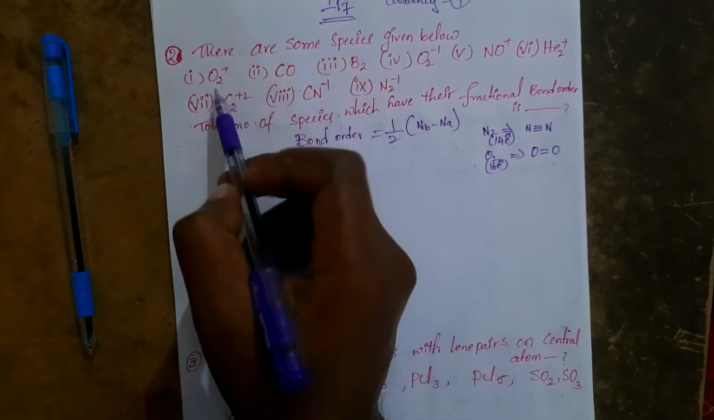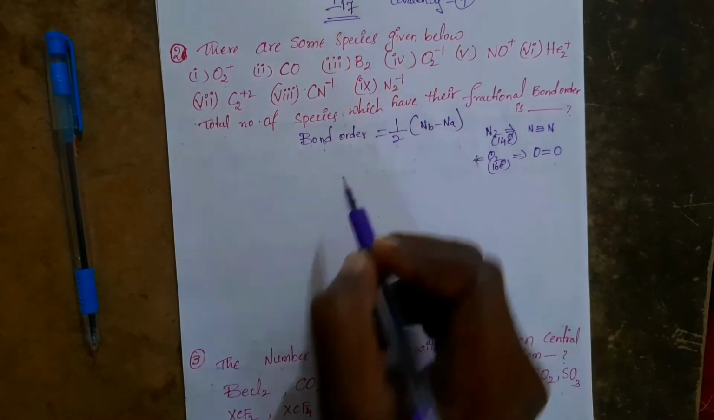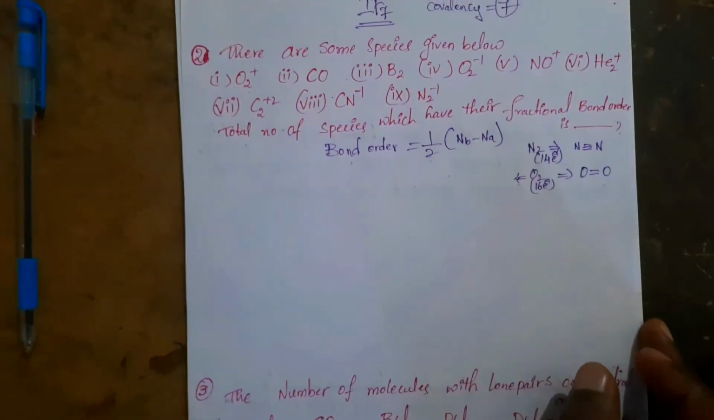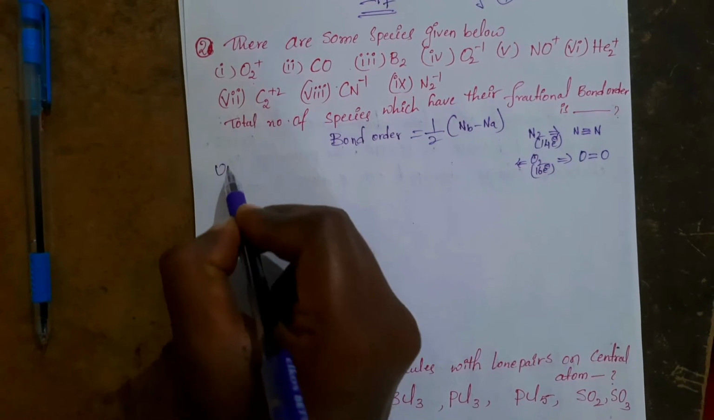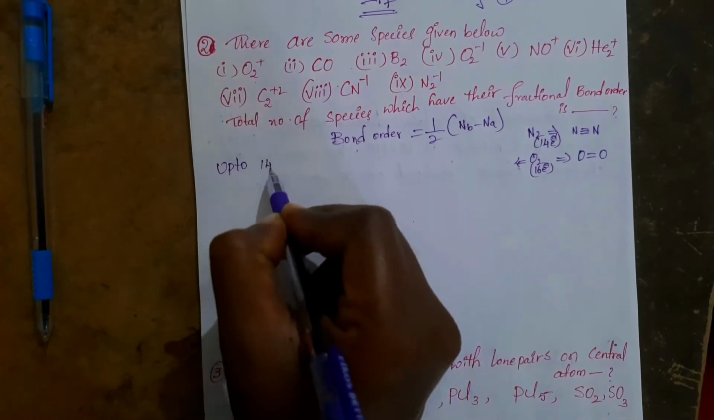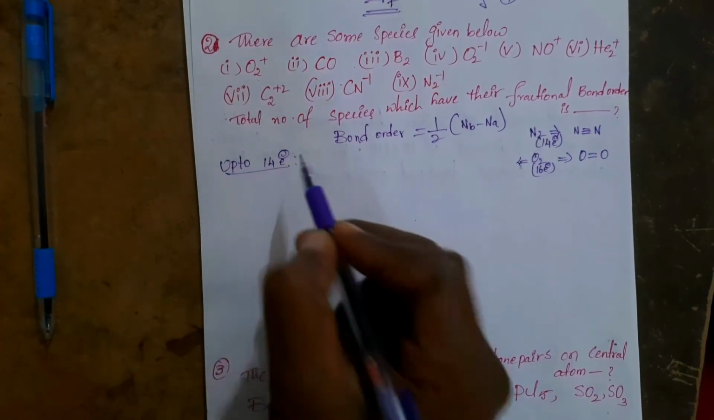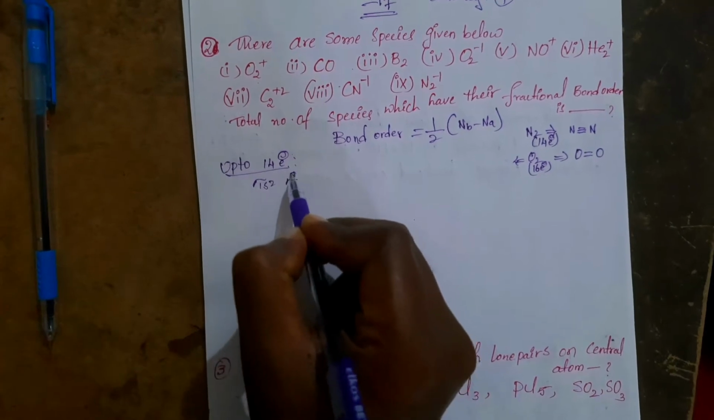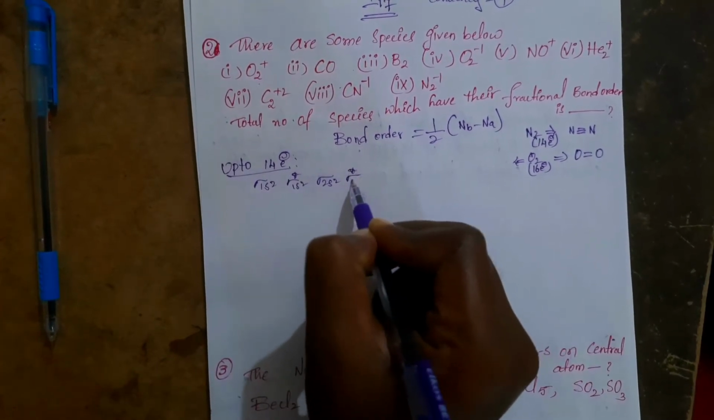Now in this case they have given O2 plus. Bond order can be calculated if you know the molecular orbital diagrams, that is, the molecular orbital configuration up to 14 electrons and above 14 electrons. You should have clarity on those two. The first one is sigma 1s2, sigma star 1s2, sigma 2s2, sigma star 2s2.